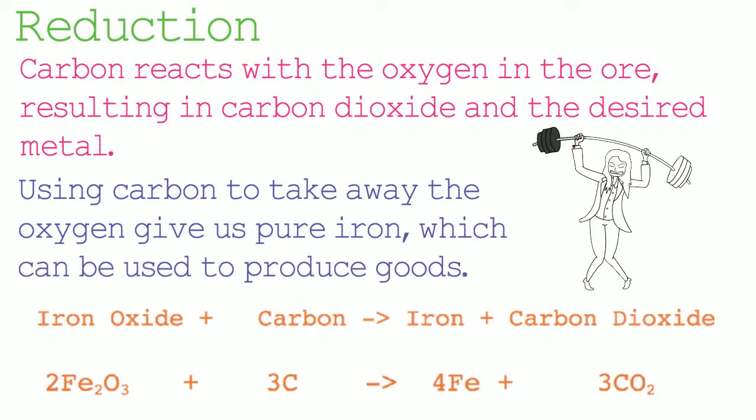Underneath the word equation we have the balanced chemical symbol equation. So iron oxide is 2Fe2O3, carbon is C, and we need 3 carbon atoms. And when these are reacted together, we get 4 iron atoms, which are 4 Fe's, and then we have 3 carbon dioxide, so it's 3 CO2s.